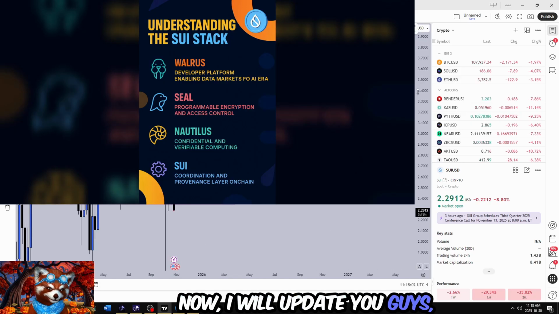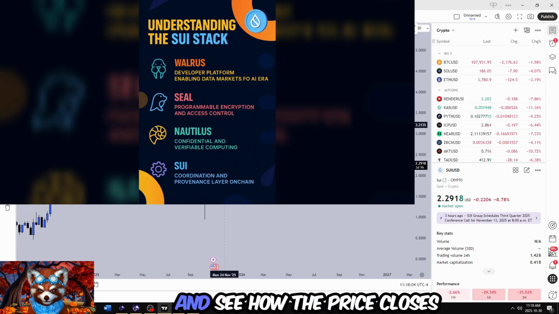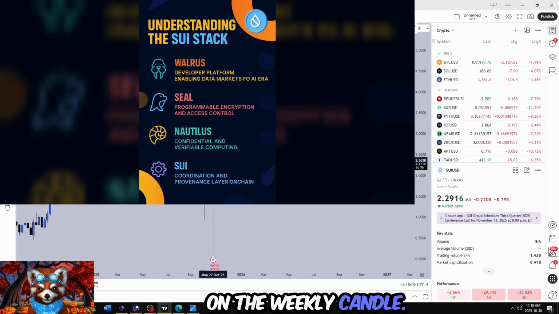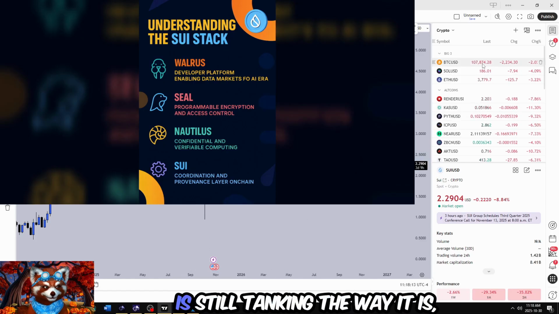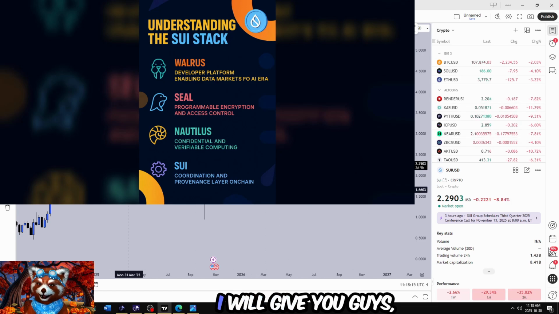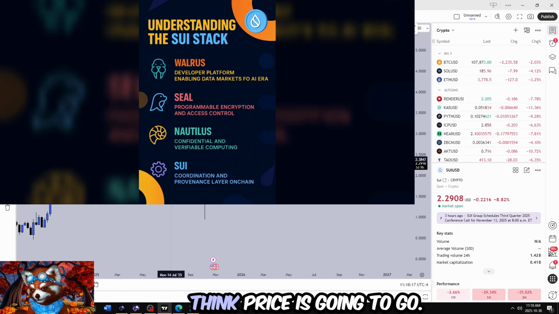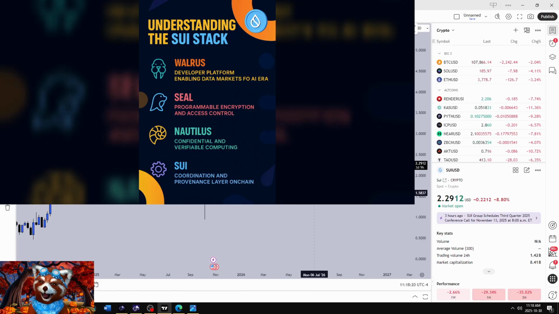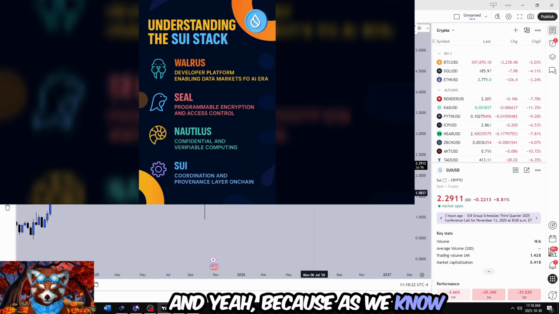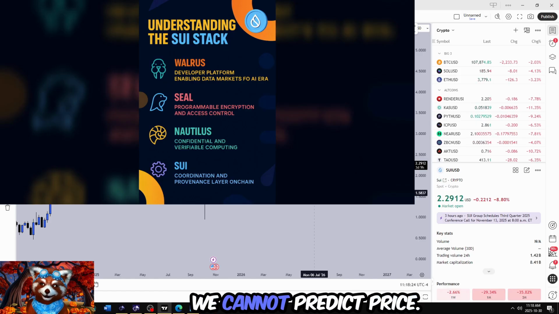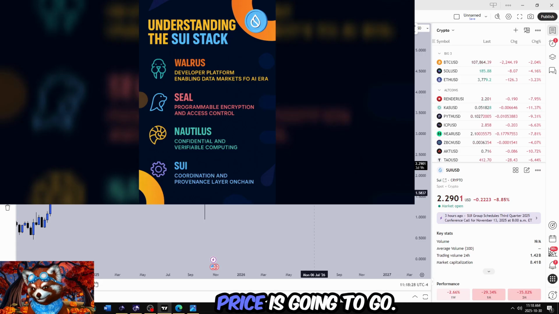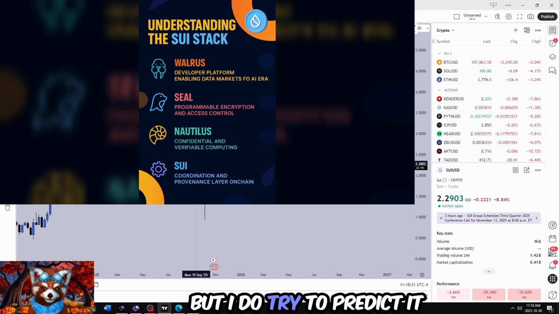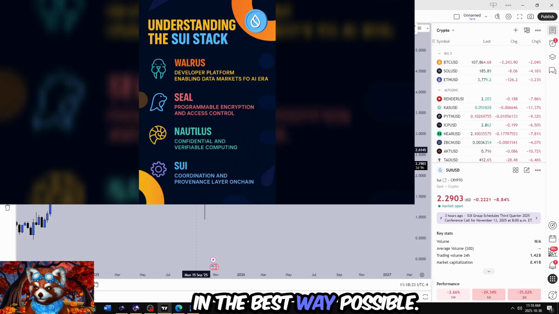Now, I will update you guys, of course, next week and see how the price closes on the weekly candle. Are we going to be able to hold this zone? If we are not, and everything is still tanking the way it is, I will give you guys an updated area where I think price is going to go. And yeah, because as we know, we have to adapt to price. We cannot predict price. Unfortunately, I don't have that crystal ball that tells me exactly where price is going to go. That would be too easy, but I do try to predict it in the best way possible.